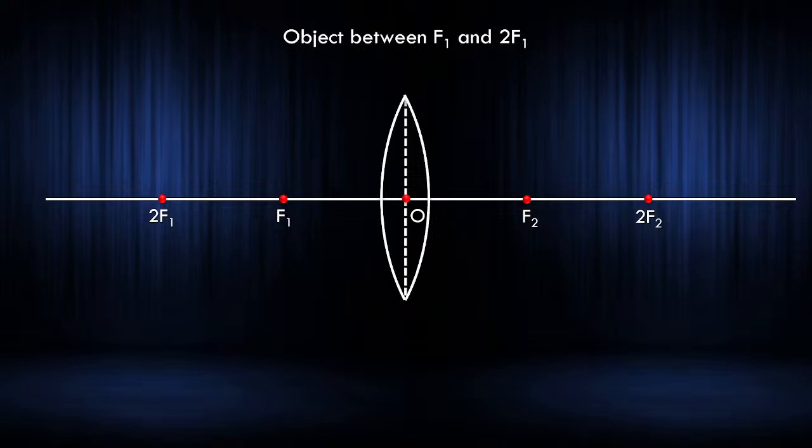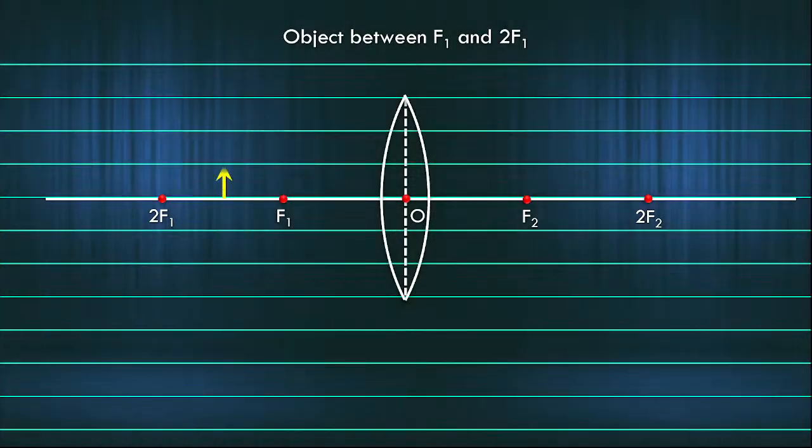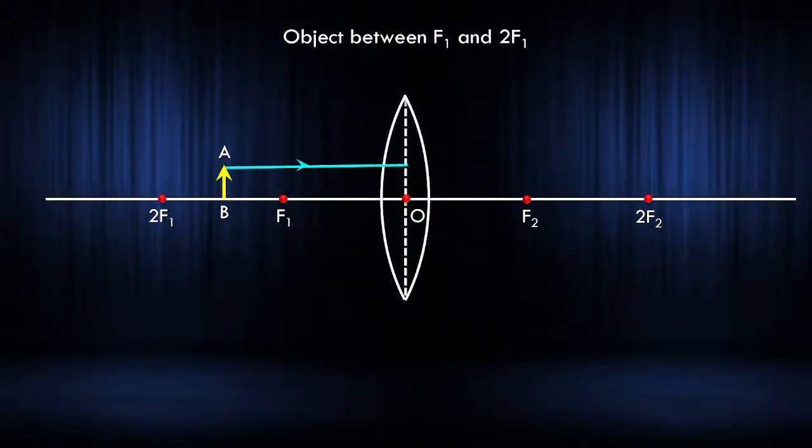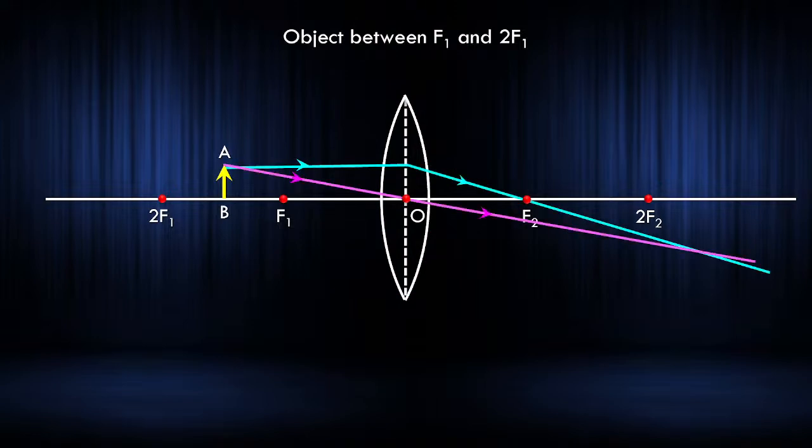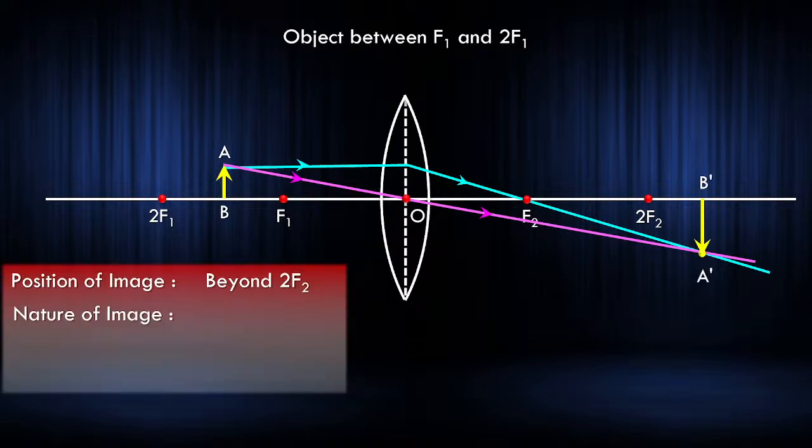What will happen if the object is kept between f1 and 2f1? This is the object. The incident ray is going like this. A refracted ray will go from f2. Then the second ray will go here. The image will look enlarged. Okay, so beyond 2f2, this will be real, inverted, and enlarged.